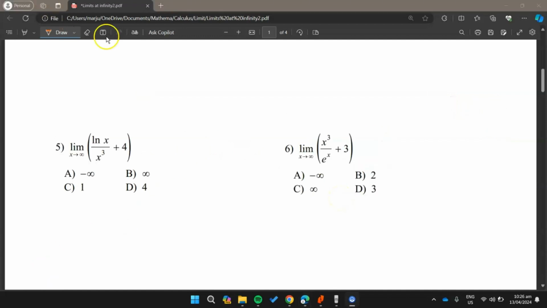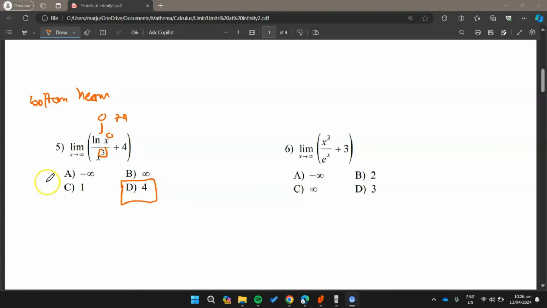Now let's have number 5. If you look at number 5, we are dealing with bottom heavy. Why is it bottom heavy? Because the denominator has the highest exponent compared to the numerator. When you are dealing with bottom heavy, it will always approach 0. So this is just 0, and 0 plus 4 will give you a positive 4.